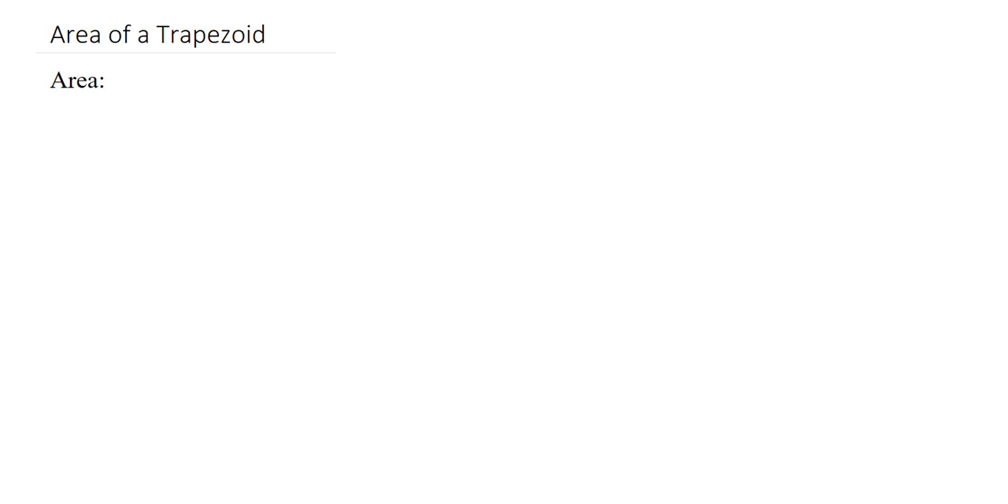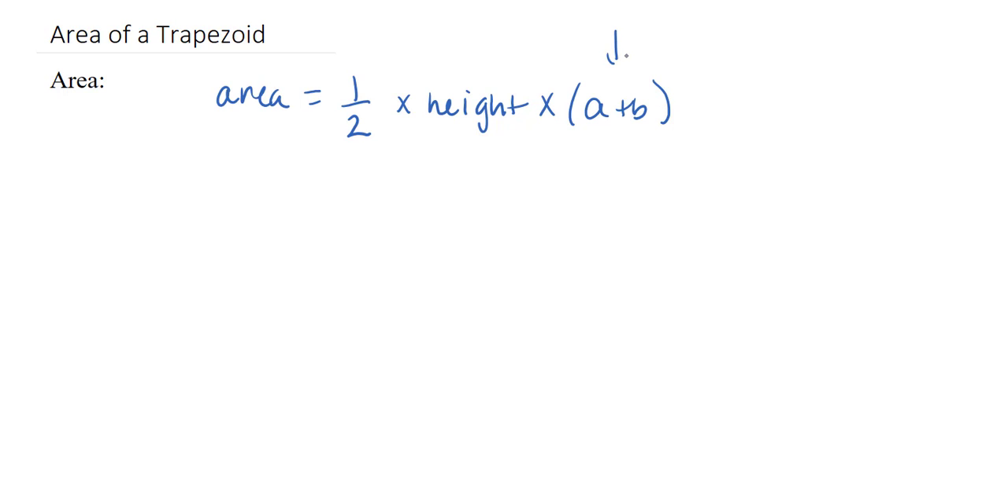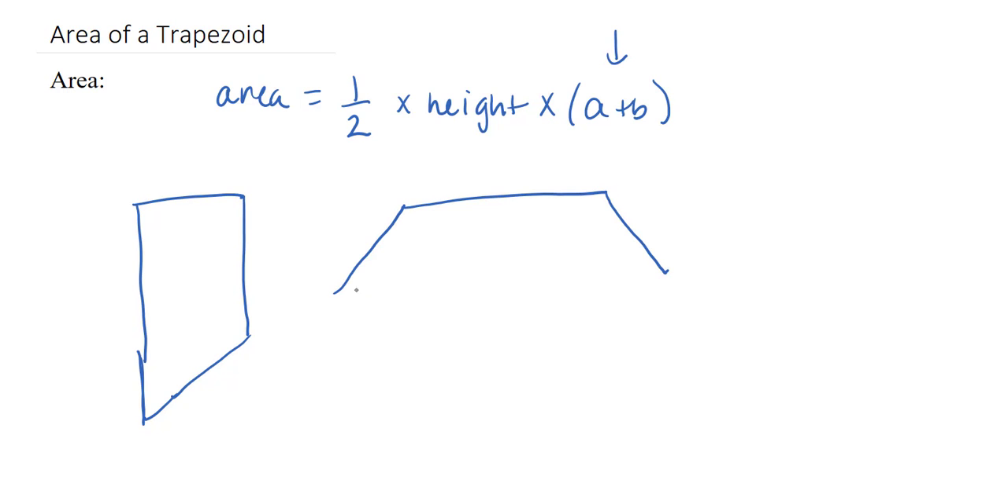Area of a trapezoid. So the formula for this one is area, which is equal to 1/2 times the height times the addition of the two sides. So let's go over what all of this means. Let's look at what trapezoids could look like. Right, they can be rotated in all these different directions. So now let's go over what this all means.